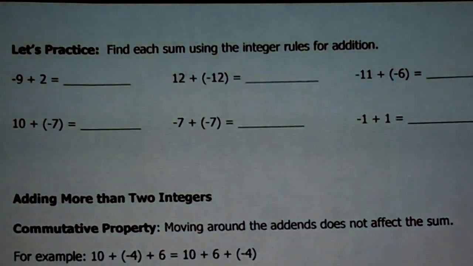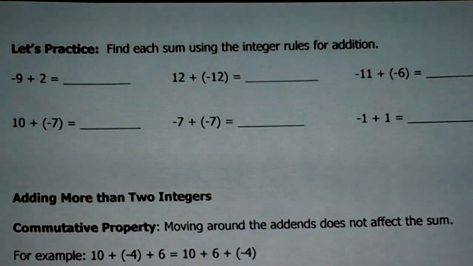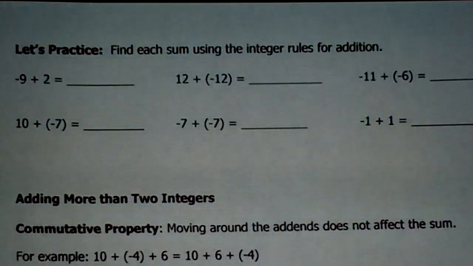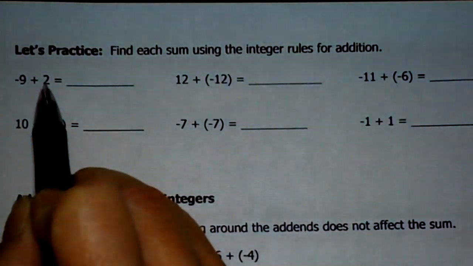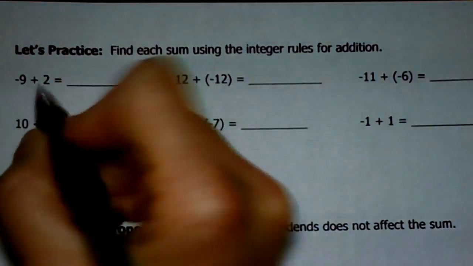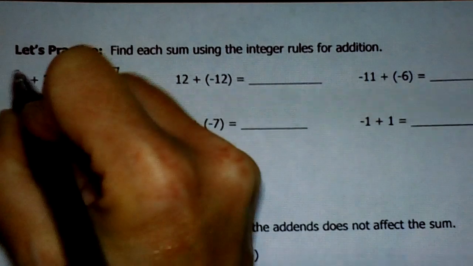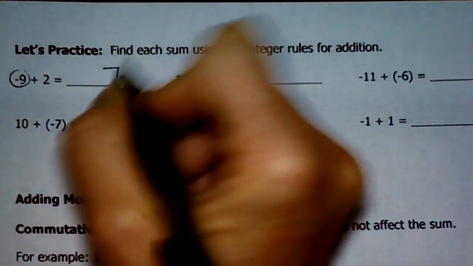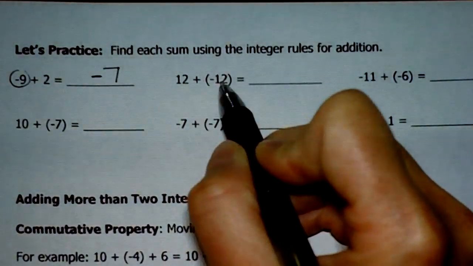Welcome back. Okay, using those integer rules on the front. These are all addition problems. Some of them the signs are the same, some of them the signs are not the same. Here I have a negative 9 plus positive 2. Different signs means subtract the digit, so 9 minus 2 is 7. Take the sign of the higher digit, negative 9, I have more negatives than positives, so my answer would be negative 7.